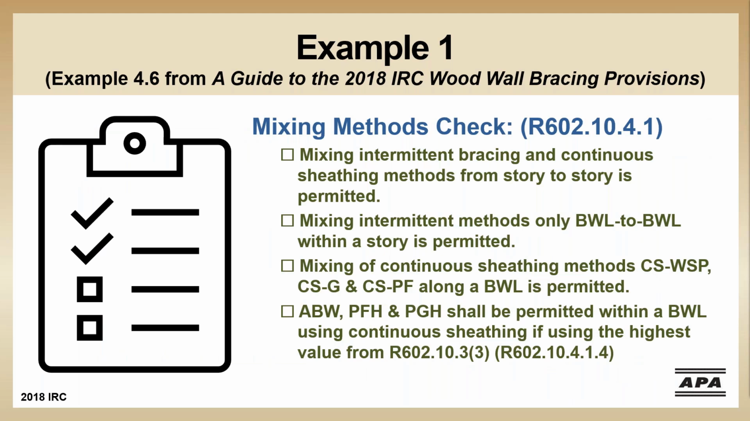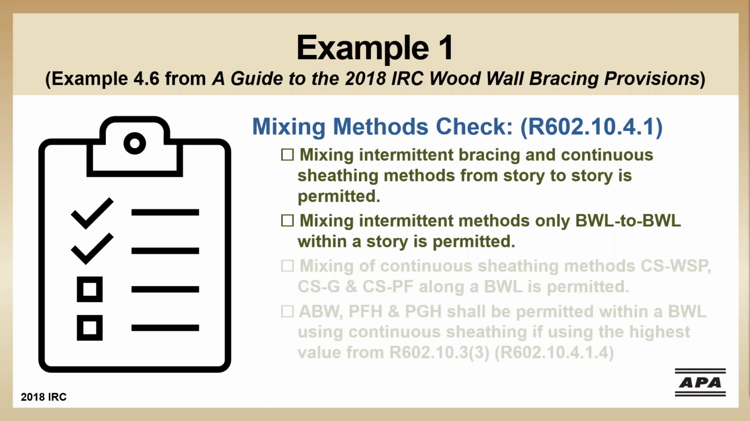Now, since we're in high seismic, there are going to be some restrictions on mixing wall bracing methods. Based on our calculations and the lack of a garage, we're not using any alternate braced walls or portal frames. So we don't need to check the last two items. If we stick to intermittent methods, we can take advantage of mixing WSP or wood structural panel method at the exterior and GB or gypsum board method at braced wall line B, which was that interior braced wall line.